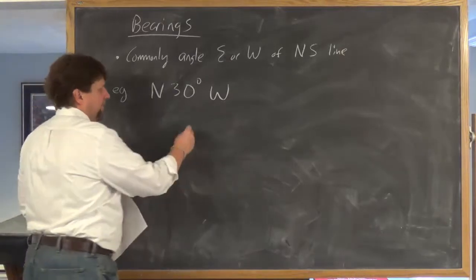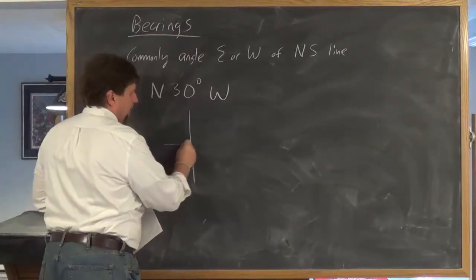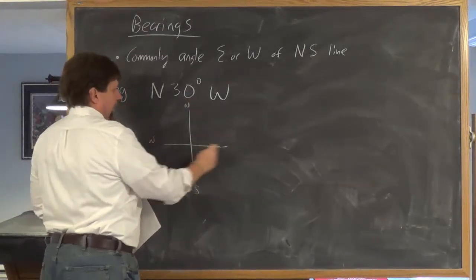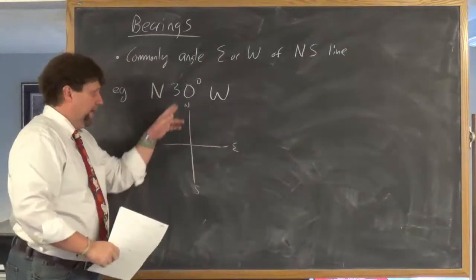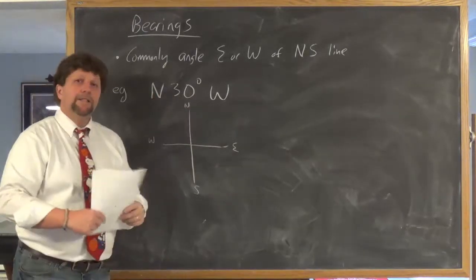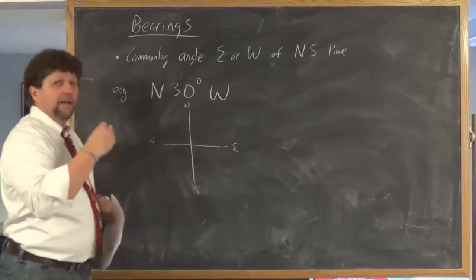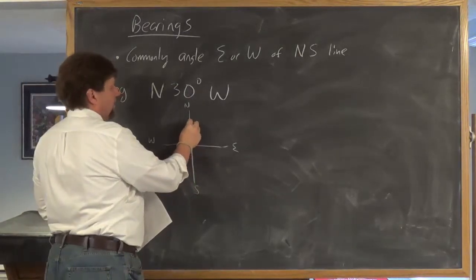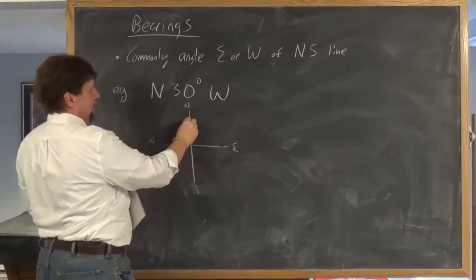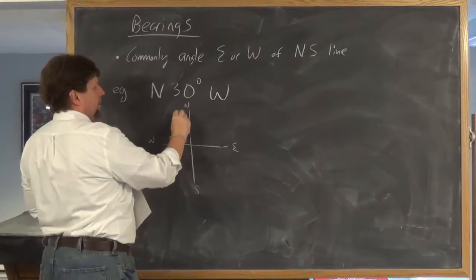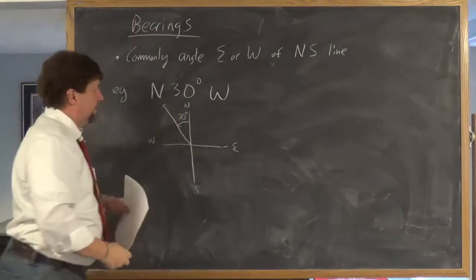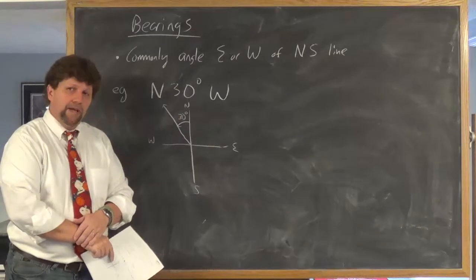What it tells me to do is, I always create a little directional template. There's my north-south line, and then I have to know what west and east would be. So I make my little compass, if you will: north, south, east, west. North 30 degrees west, how I interpret it, is I start at north, and now I go 30 degrees towards west. Well, here's west. So I come 30 degrees this way, and let me put 30 degrees in here. And that's a bearing of north 30 degrees west.